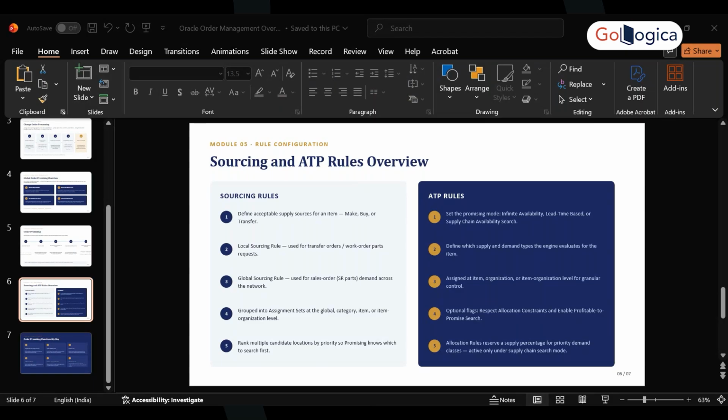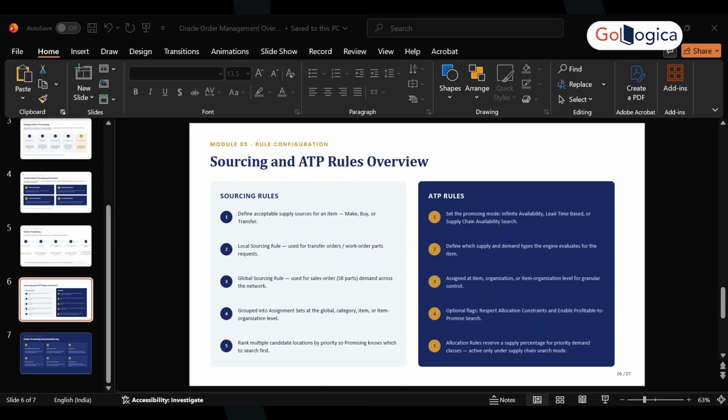And when a sales order is processed, Oracle first identifies the applicable assignment set. The assignment set then directs Oracle to the correct sourcing rule. And this architecture provides flexibility because different products or organizations may follow different sourcing strategies.